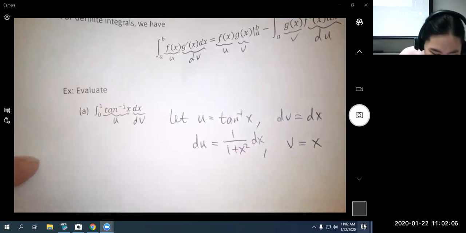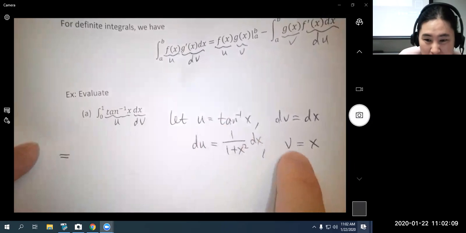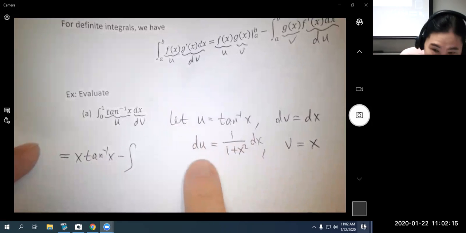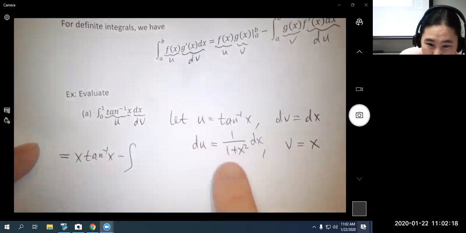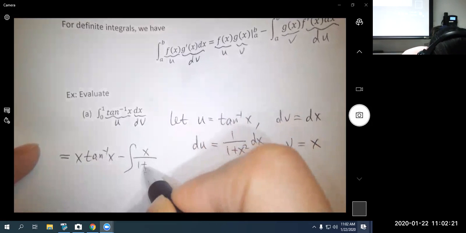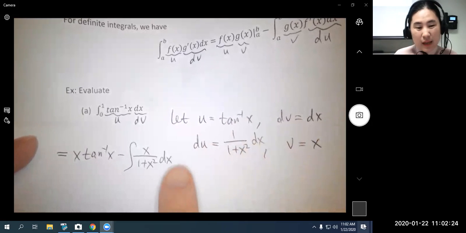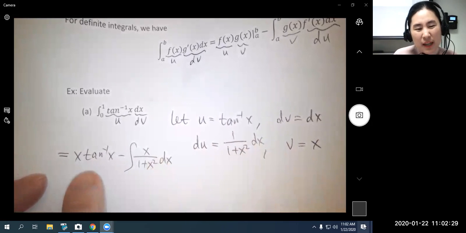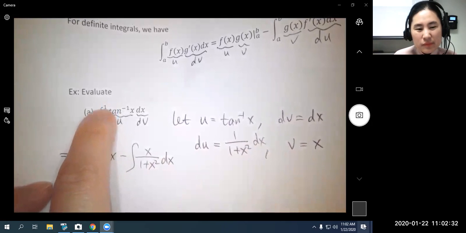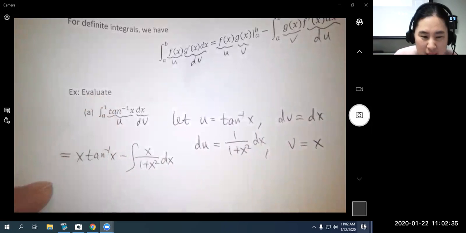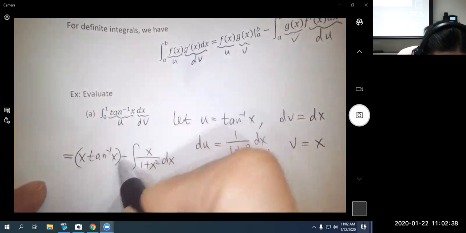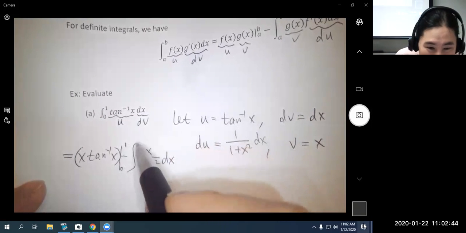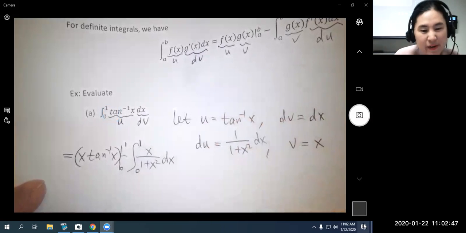Now by integration by parts, u times v is x times inverse tangent of x, minus the integral of v times du. What is v? x times that, dx. But can we just leave this line there? No. For a definite integral, we always have to evaluate. This is u times v, and we have to evaluate this thing from 0 to 1. Also, the integral has to be a definite integral from 0 to 1.